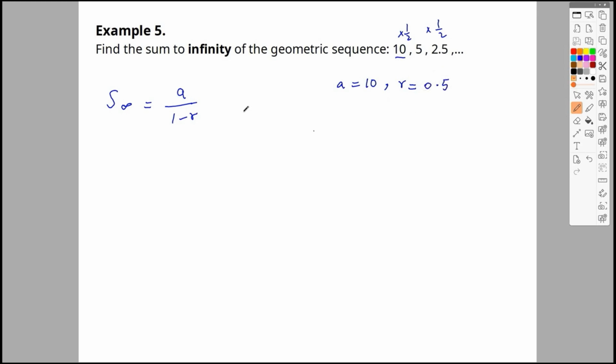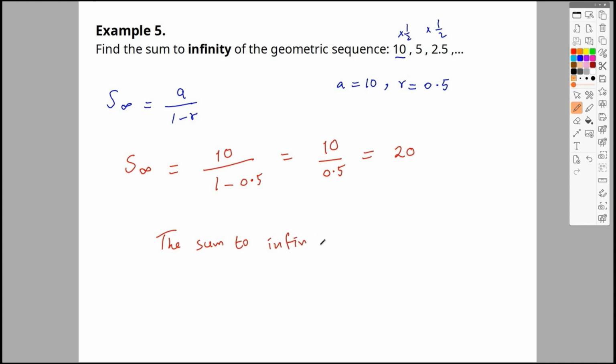Now let's substitute the values here. S infinity equals a, which is 10, over 1 minus half, so equals 10 over half. 10 over half means 10 times 2, so equals 20. So the sum to infinity is 20. And this is our final answer.